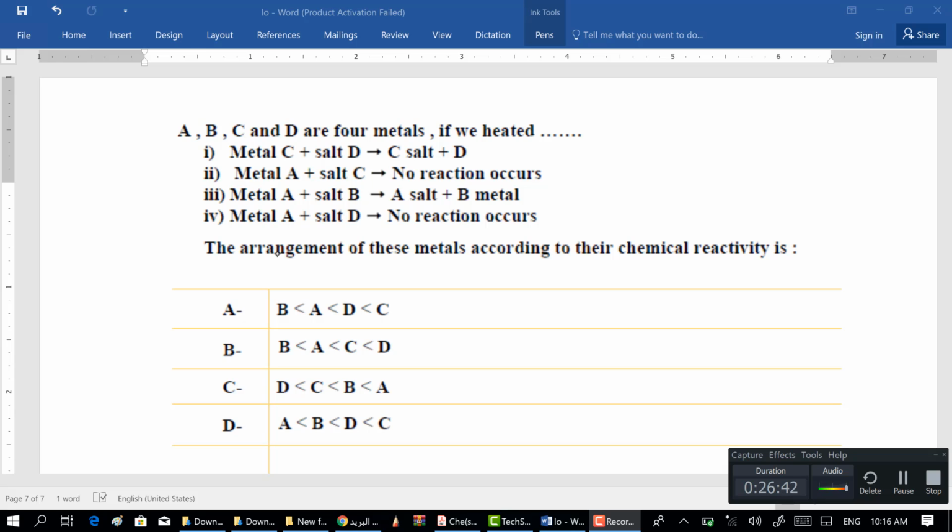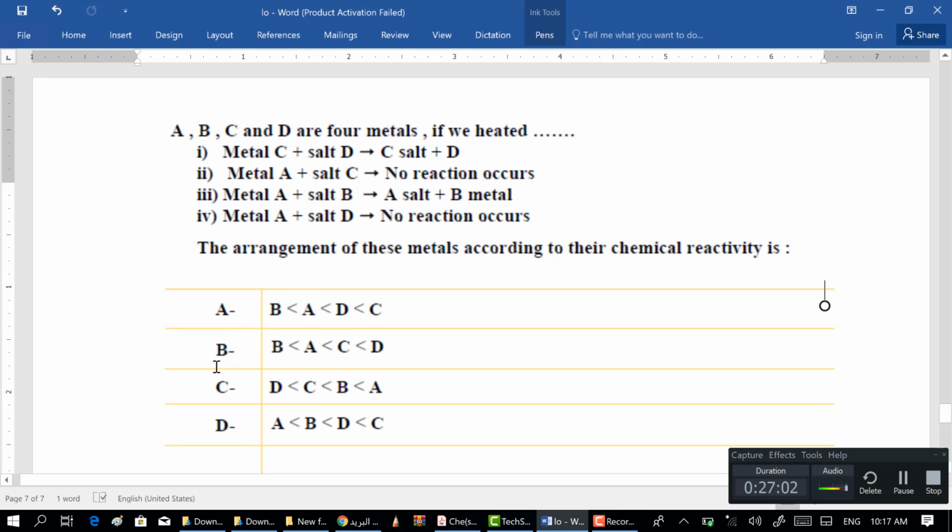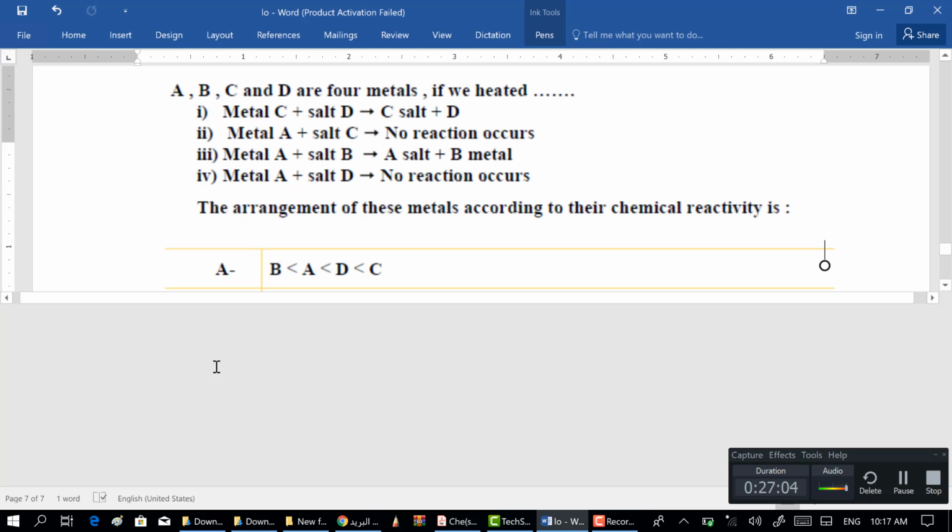So the correct arrangement will be B less active than A, and A less active than C, and C less active than D. So the choice will be B. The answer will be B.